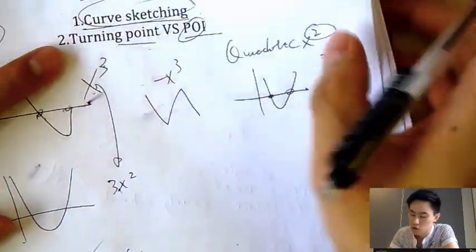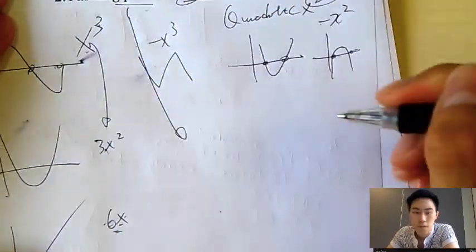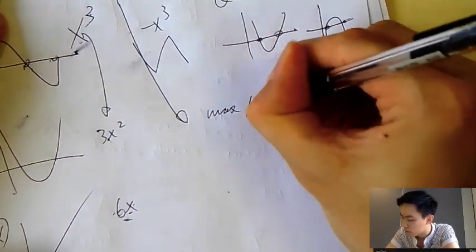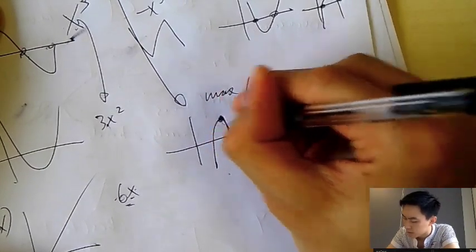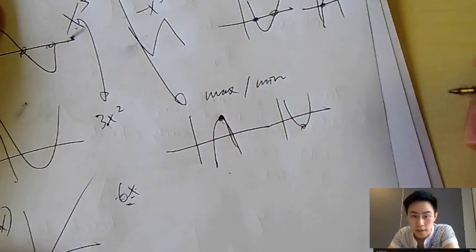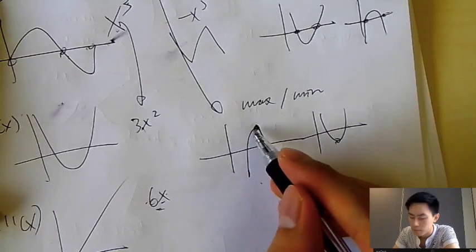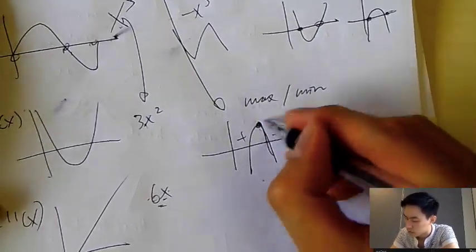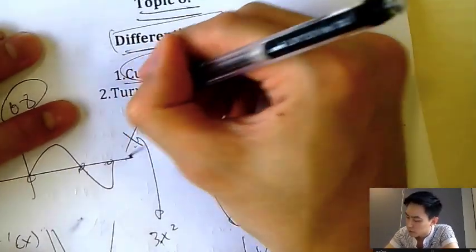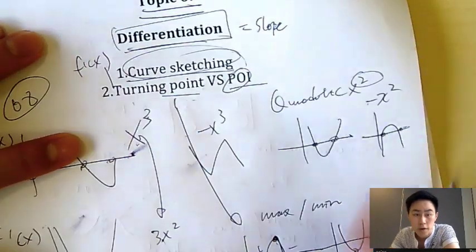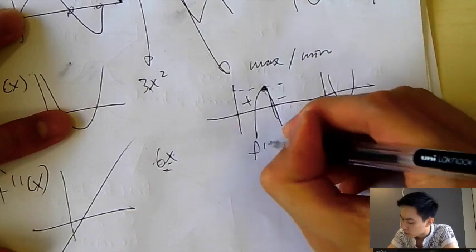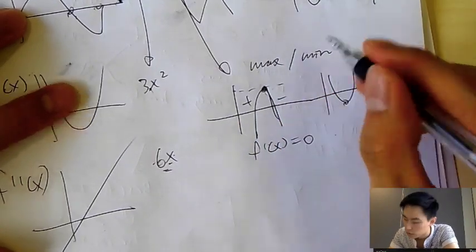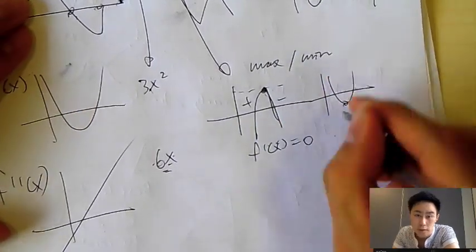What does turning point mean? Turning point, in simple words, just means maximum or minimum. You can see this one is the maximum, and this one is the minimum. It goes up and goes down, positive and negative, so it is about the slope. So we are talking about the first derivative for the turning point. At the turning point, for the maximum and minimum, the slope is always equal to 0.